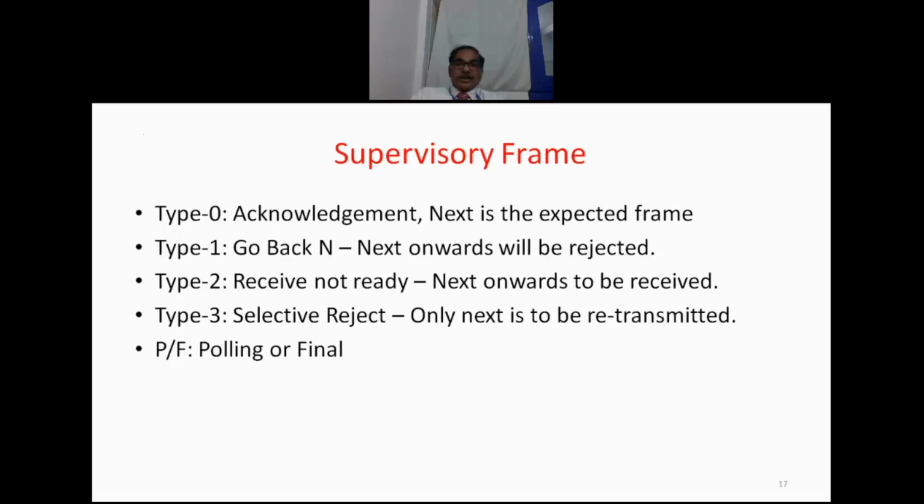So now the poll/final bit. Polling means the primary will ask the secondaries, is anyone wanting to participate in the communication? The sequence number is the ID, the address part. So polling is generally taken care of in the unnumbered frame.